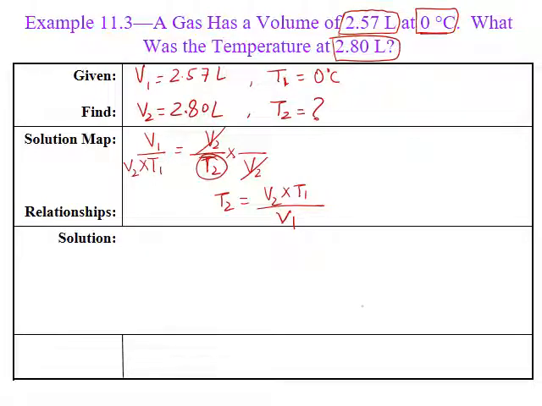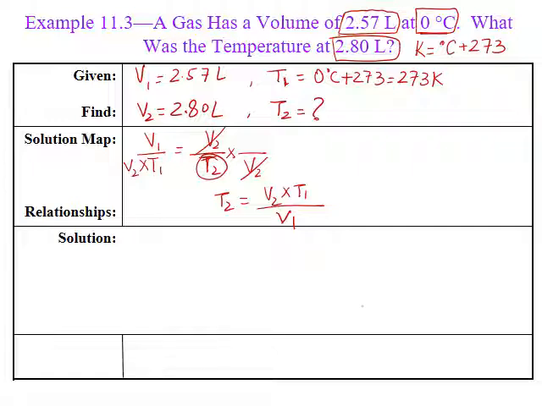Okay, so now we can simply plug these values into our calculator. Do we have V2 given to us? Yes, it is in liters. V1 is also in liters, so we are good. But T1 here is in degrees Celsius. Remember, temperature always has to be in Kelvin. So I will have to convert this temperature to Kelvin. What is the conversion factor? Temperature in Kelvin is equal to temperature in degrees Celsius plus 273. So 0 plus 273 gives me 273 Kelvin.